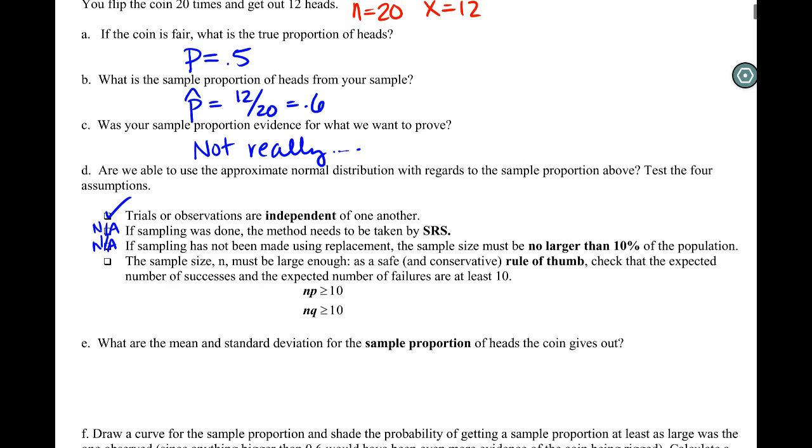All right, last one. The sample size must be large enough, so a rule of thumb is that our expected number of successes and failures will be at least 10. Well, we know the real P in this case. So N times our real P is equal to 10, and N times our real Q is also equal to 10. So we can barely use our rule of thumb. But that's okay, as long as it's allowed.